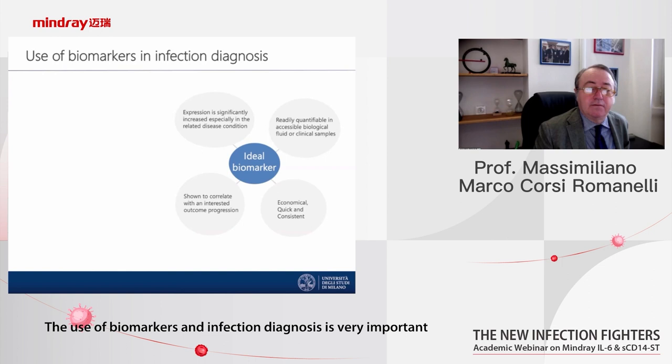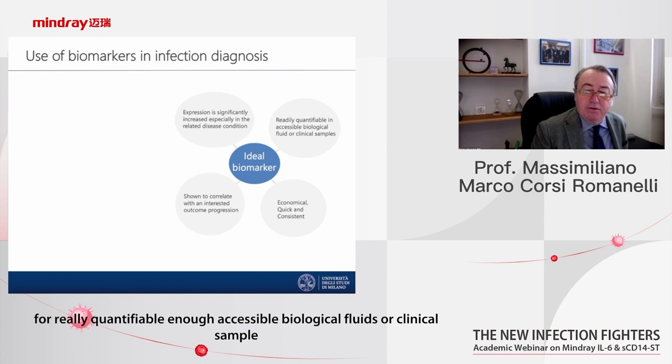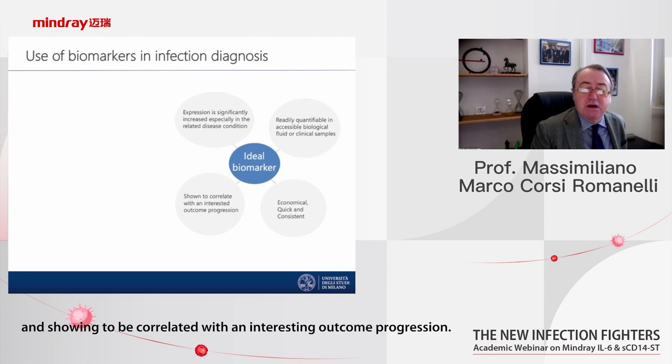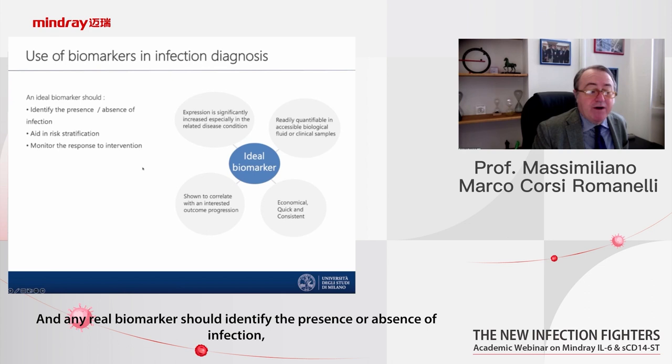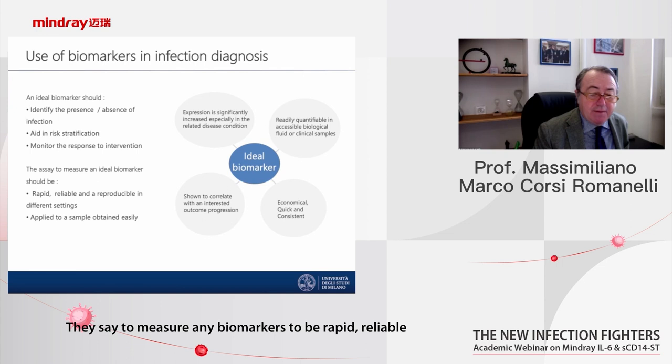The use of biomarkers in infection diagnosis is very important, and everybody wants to find an ideal biomarker: readily quantifiable, in an accessible biological fluid or clinical sample, quick, consistent and also economical, and shown to correlate with outcome progression. Its expression should be significantly increased, especially in related disease conditions. An ideal biomarker should identify the presence or absence of infection, aid in risk stratification, and monitor the response to intervention. The way to measure it should be rapid, reliable, and reproducible in different settings, applied to a sample obtained easily. So this is what we want to have in laboratory medicine.